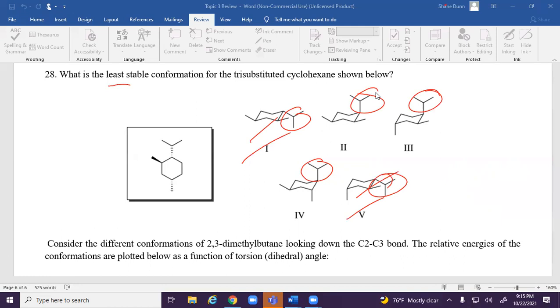Up next, what's the second biggest group? There's methyls, right? So if you look at one of them, two's gone because they're both there. Okay. Now, three and four. We've got to look at this guy. Correct? One, two, three. If he is axial, what does two have to be? Equatorial. And then three would have to be axial. Correct? So which one's that? Four.